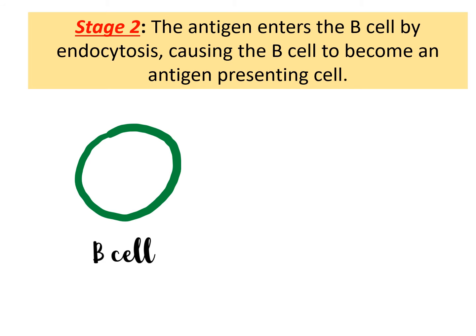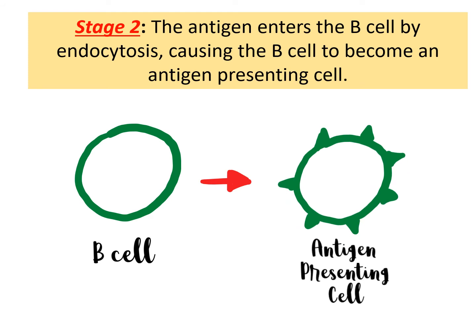In the second stage, the antigen can enter the B cell by endocytosis, causing the B cell to become an antigen-presenting cell. This is a similar process to phagocytosis, which we covered in a previous video, but it involves a B cell instead of a phagocyte.